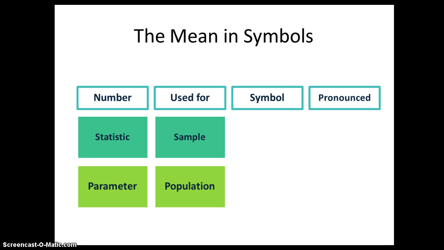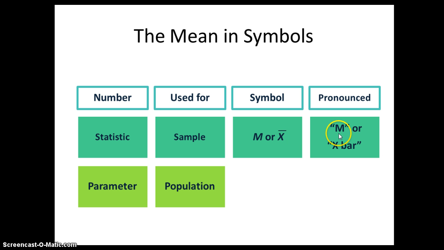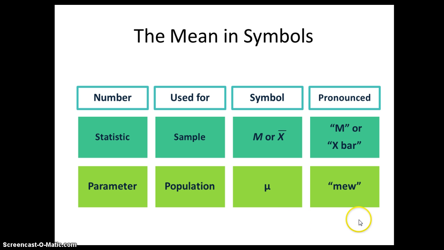So the symbol used for a sample statistic with respect to the mean is either M or X bar. And of course, they're pronounced letter M or X bar, that bar over the top. Now, your textbook uses M, so I will be referring to the mean as M, but I might slip on occasion and say X bar, and so you'll know what I'm talking about. When we're talking about population parameters, now we get to use some Greek. This is the lowercase Greek letter mu, and it is pronounced mu, like a kitten mews.